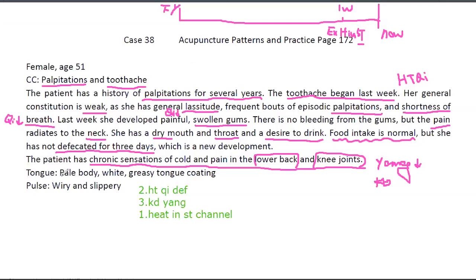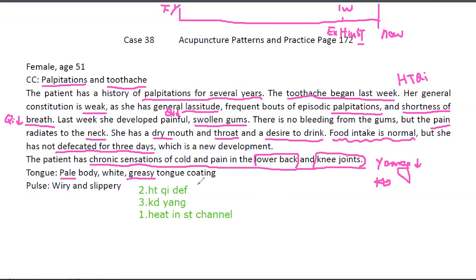And let's still see the tongue and the pulse here. A pale tongue can come from yang deficiency, qi deficiency, or blood deficiency. Certainly, for these patients, it's mainly yang deficiency and qi deficiency. And there is a greasy tongue coating. Usually a greasy coating means people have dampness or phlegm, but looking at all the symptoms here, we don't have specific dampness or phlegm signs.